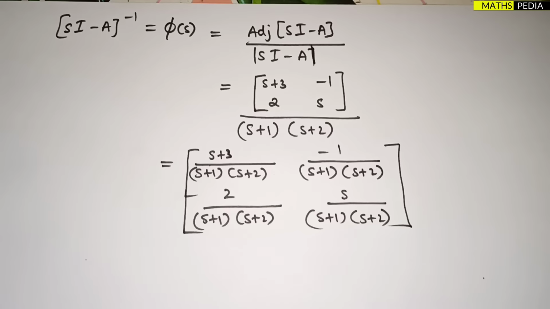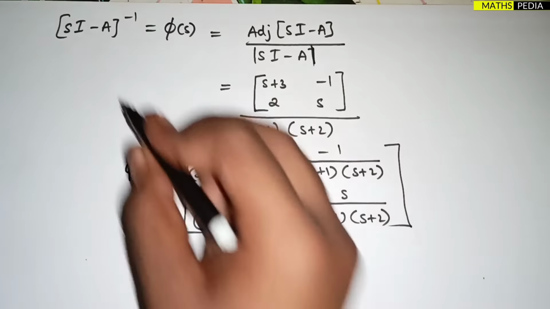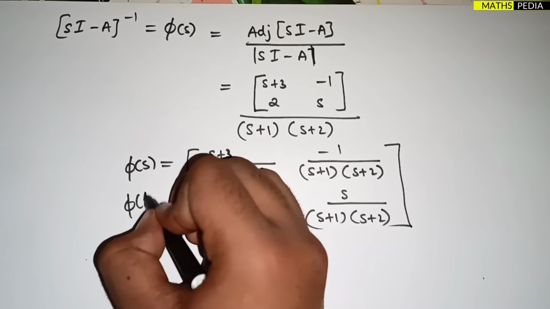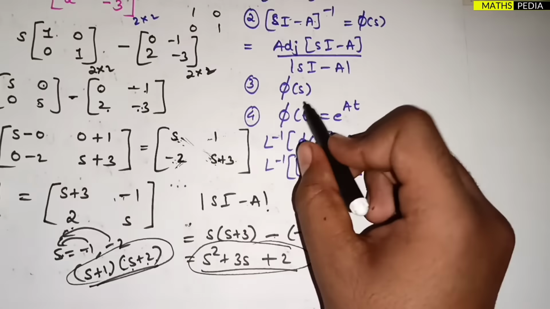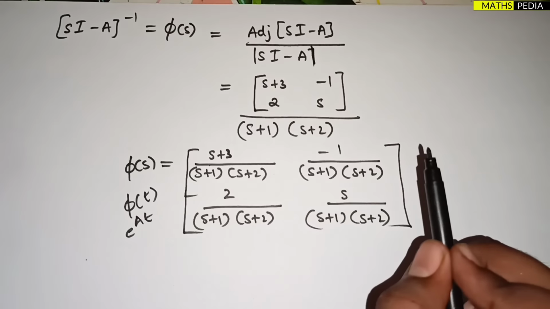So after this, what can we do? This is nothing but phi of S, that means the inverse of SI minus A. Now we need to find phi of t, or we can say e power At. As we have discussed before in the steps, phi of S we got. Now phi of t is nothing but the Laplace inverse of phi of S. So we have to take the Laplace inverse, okay?